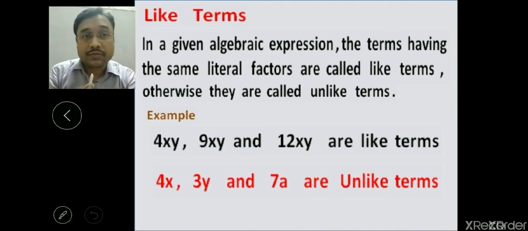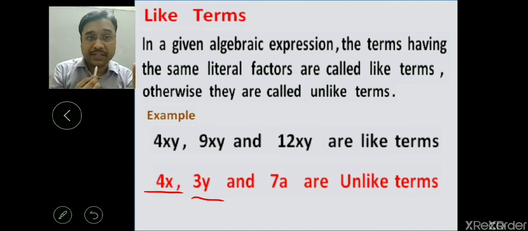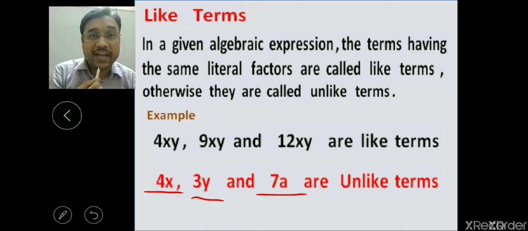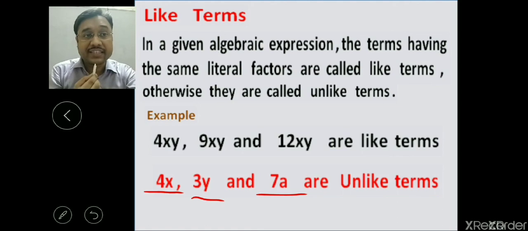These all terms are monomials, algebraic expressions of one term only. They are 4x, 3y and 7a. But the point that we have to see there is that they have different variables, x, y and a. So they all have different variables, different literal factors. So you will say they are unlike terms.